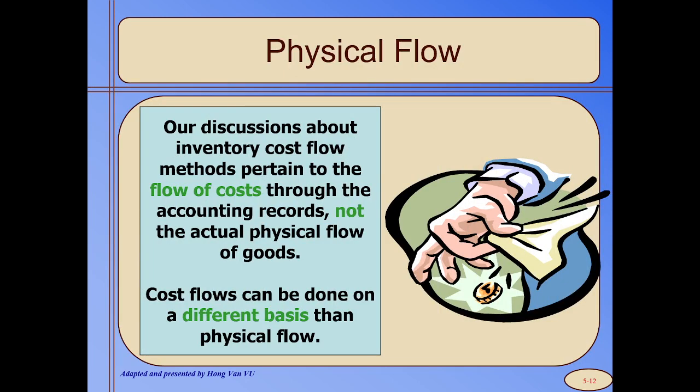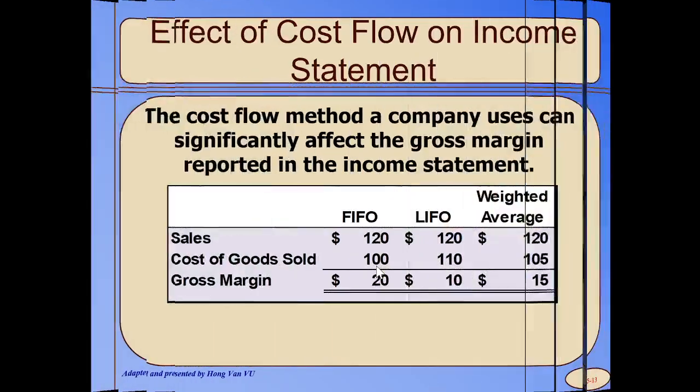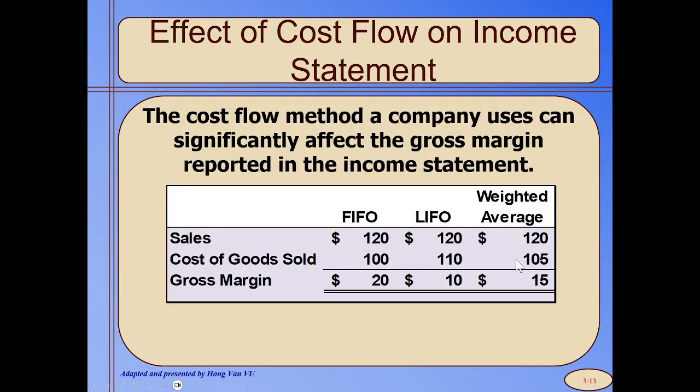So we have already discussed the physical flow. Our discussion about inventory cost flow methods pertains to the flow of cost through the accounting records, not the actual physical flow of goods. The cost flow can be done on a different basis than the physical flow. So now we will take a minute to review the effect of cost flow on the income statement. The cost flow method a company uses can significantly affect the gross margin reported in the income statement.